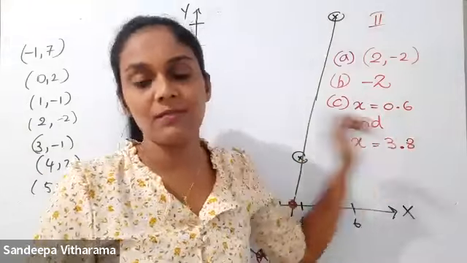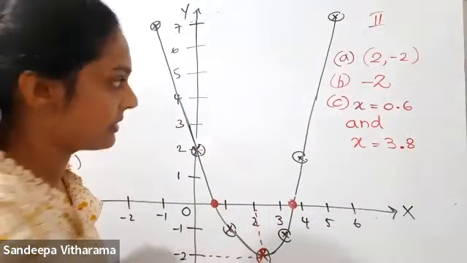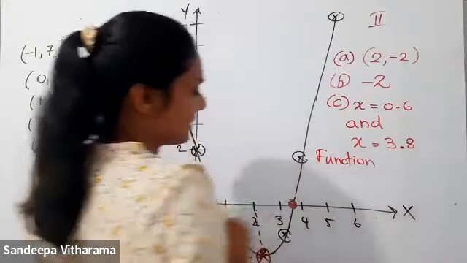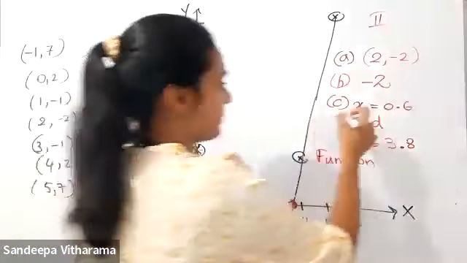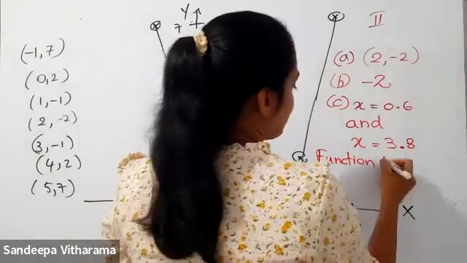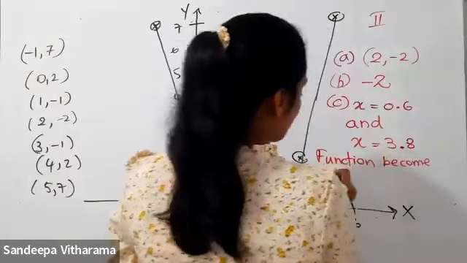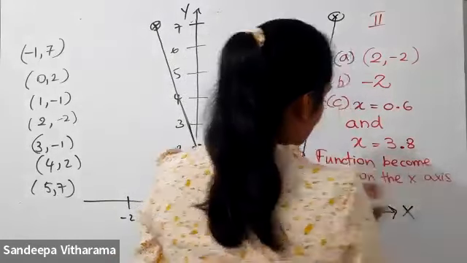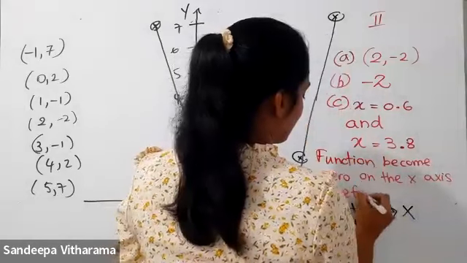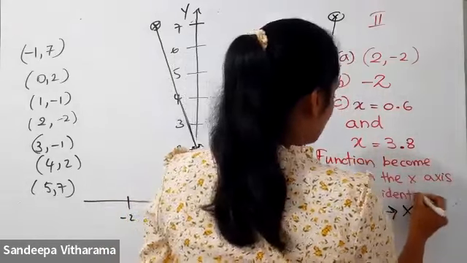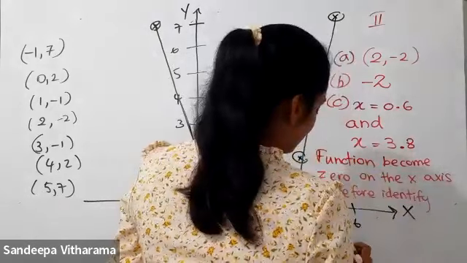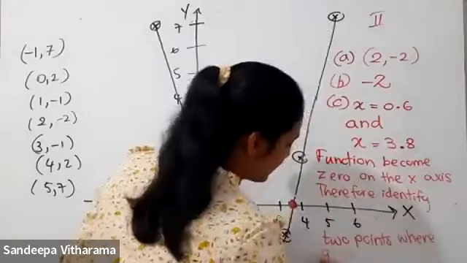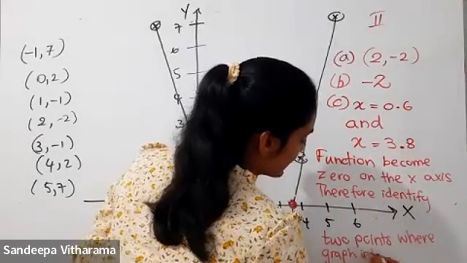In these two places, the function becomes 0. Function becomes 0 on the x-axis. Therefore, identify 2 points where the graph intersects the x-axis.